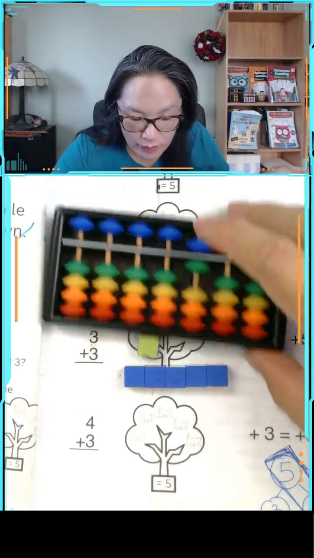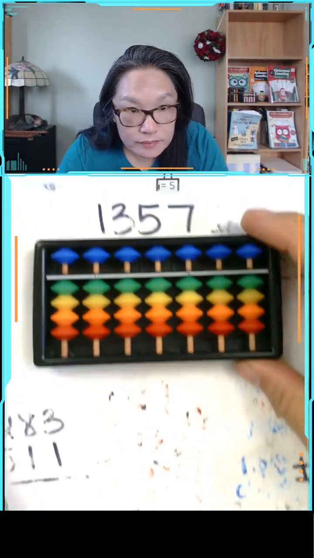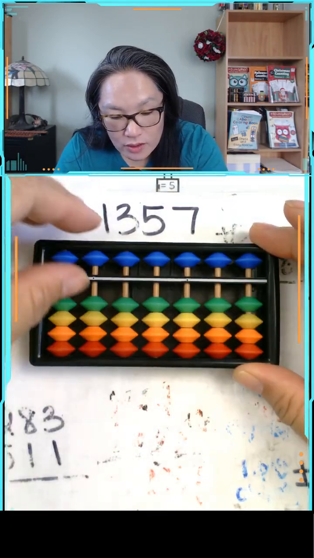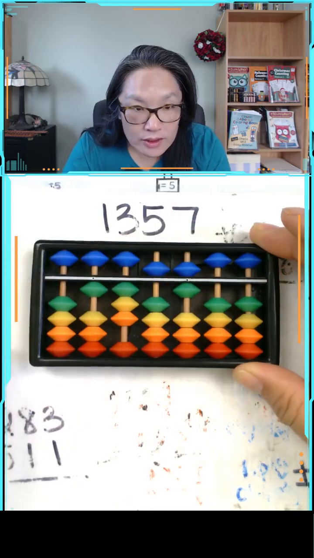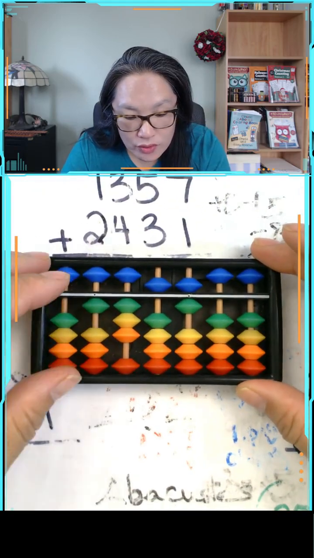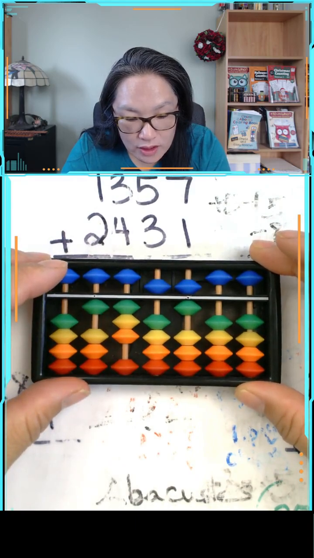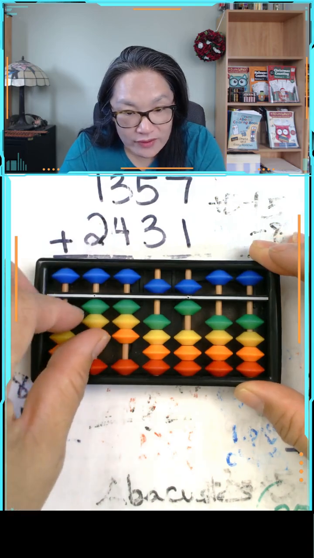So if we have a bigger number, we have 1,357. And then what we're going to do is we're going to add 2,431. 2,000, we have enough to add the 2.